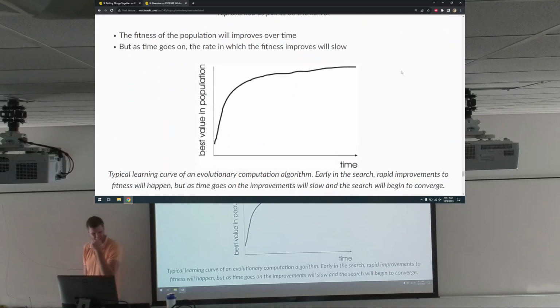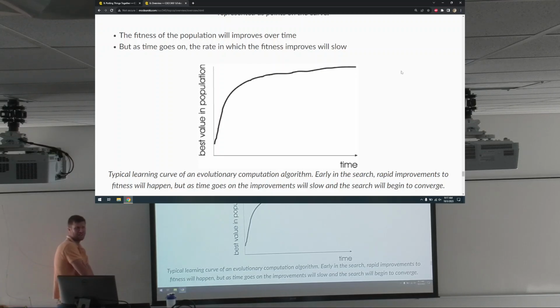And then here's an example learning curve. Best value in the population of fitness. Now this is obviously not for TSP, because TSP is a minimization problem. This would be for a maximization problem. Higher fitness is better. This is usually what you see.